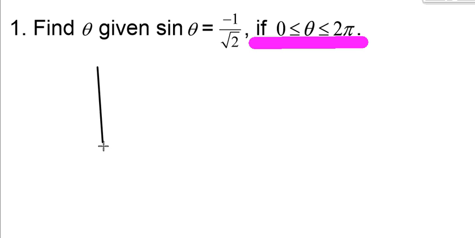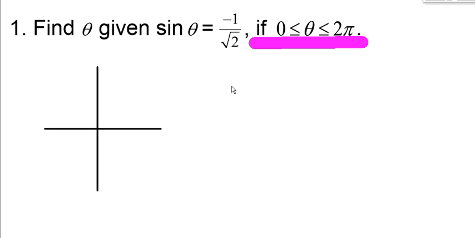Because every time you rotate around a circle, you're creating a terminal arm on top of a terminal arm that already exists. If you continued rotating in a full circle, you would find an infinite number of answers. However, we're only going to look for answers between 0 and 2 pi, and that means within one full rotation. So where do we start?